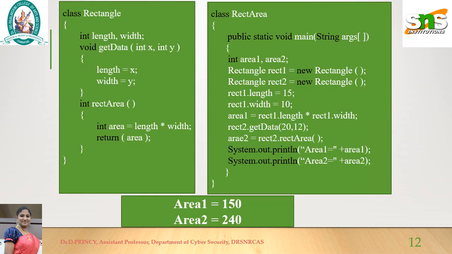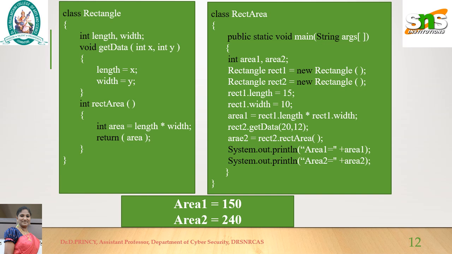Okay, here is a full example which displays overall definitions: class definition, object definitions, accessing the members, and finally it displays the result. I'm combining all the parts together to form a full program. I'm defining a class named rectangle with two fields, length and width. It contains two methods. One is getData to assign the values. Another one is rectArea to calculate the area of the rectangle.